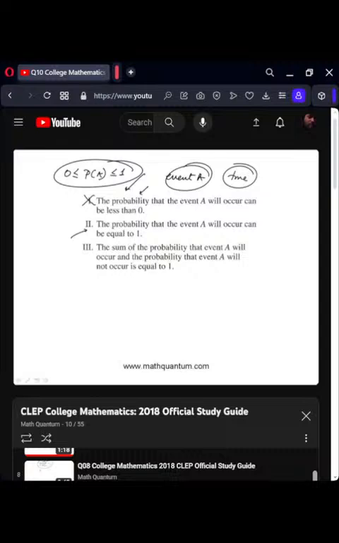Second is the probability that the event A will occur can be equal to 1. Yes. Third, the sum of the probability that event A will occur and the probability that event A will not occur is equal to 1. That is true, so the answer is choice 2 and 3 only, which is choice C.